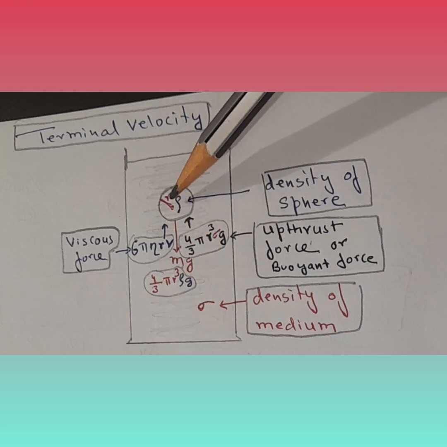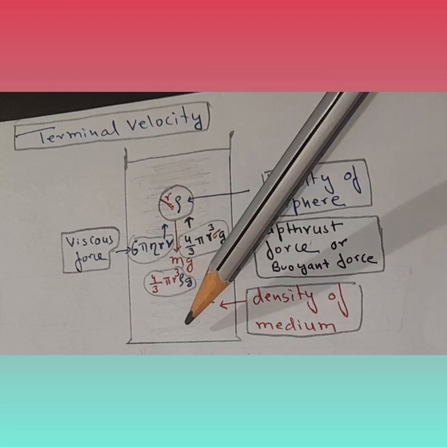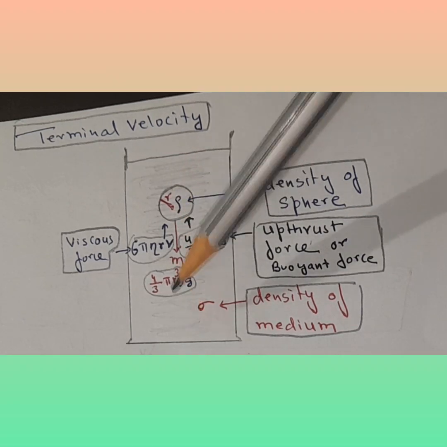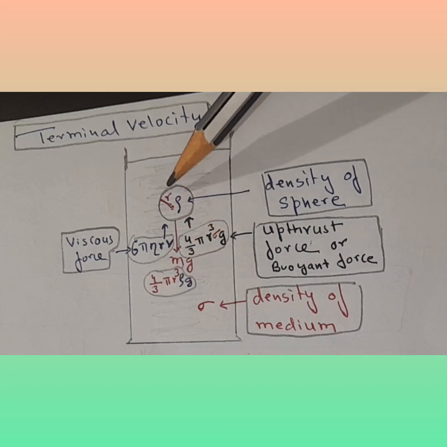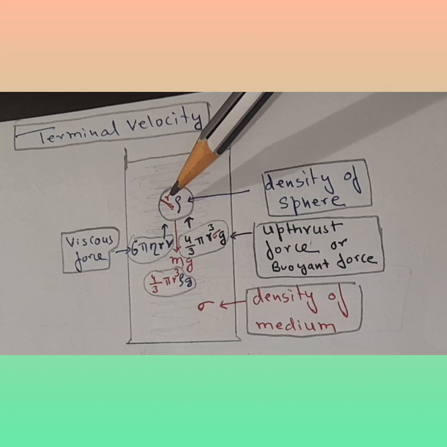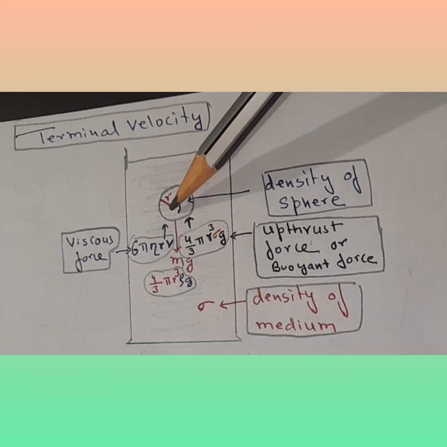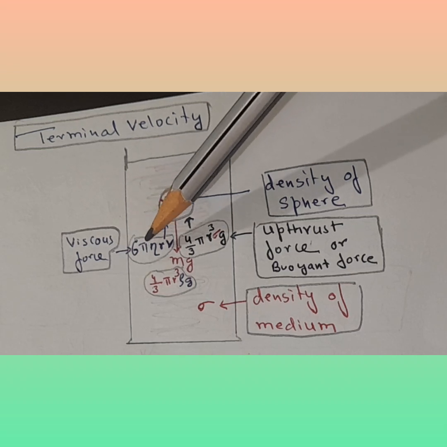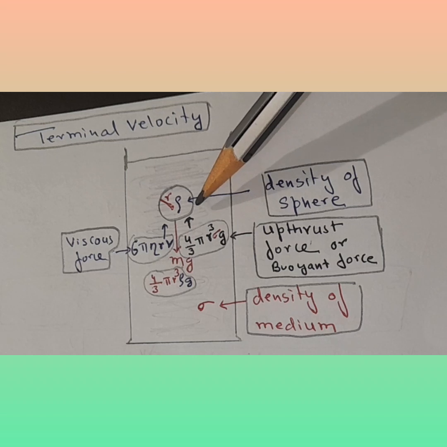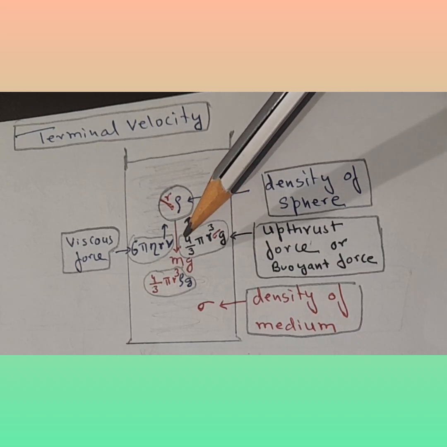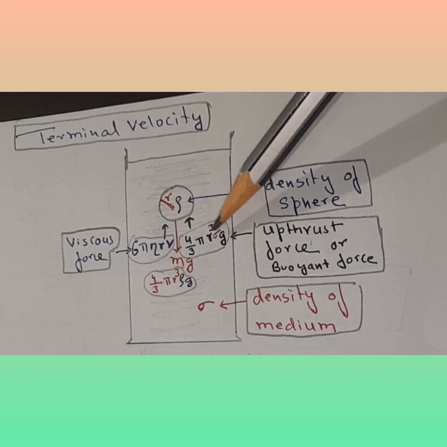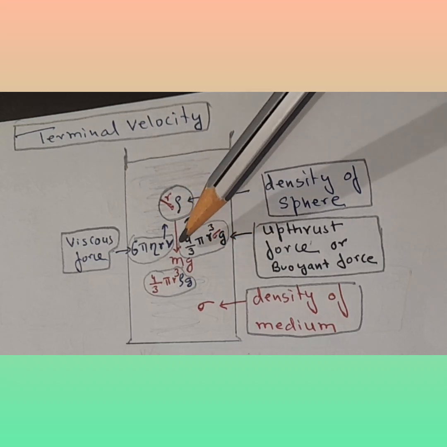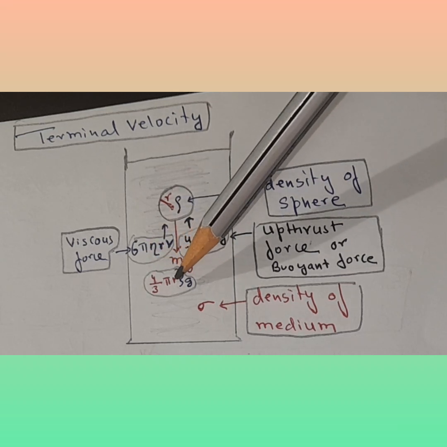When the sphere is moving with uniform velocity, there is no acceleration, which means there is an equilibrium between upward force and downward force. The downward force is mg, which is driving it down. The upward forces are the viscous force, which we studied, 6 pi eta r v, and the upthrust or buoyant force, which is 4 by 3 pi r cube sigma g. Mind you, sigma is the density of the fluid, in this case water. Instead of mg, we write 4 by 3 pi r cube rho g.